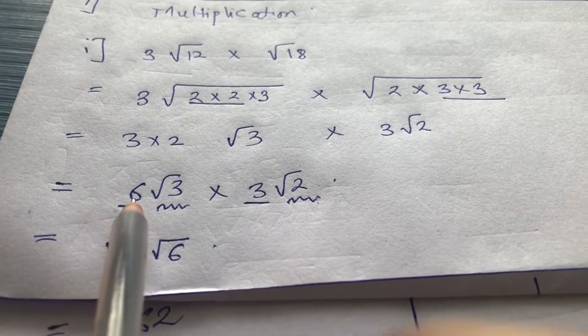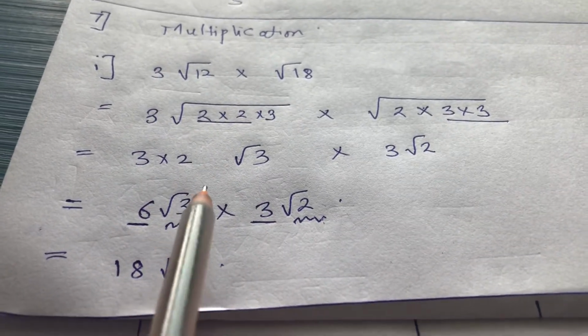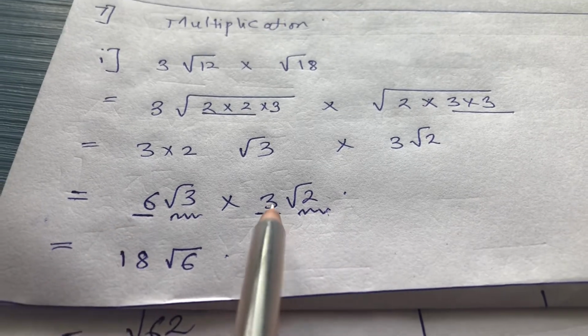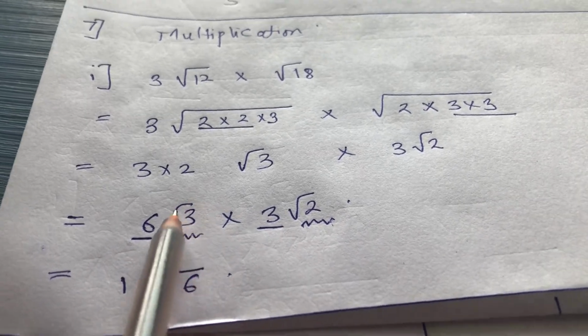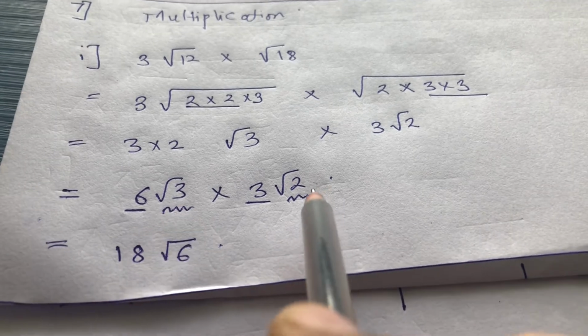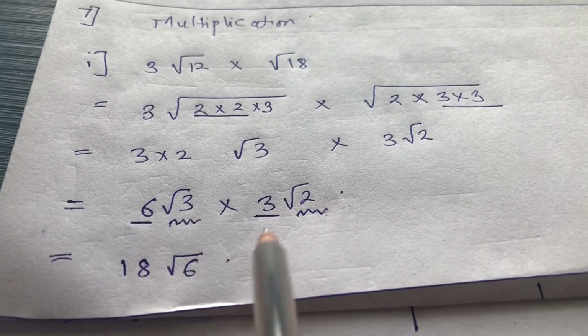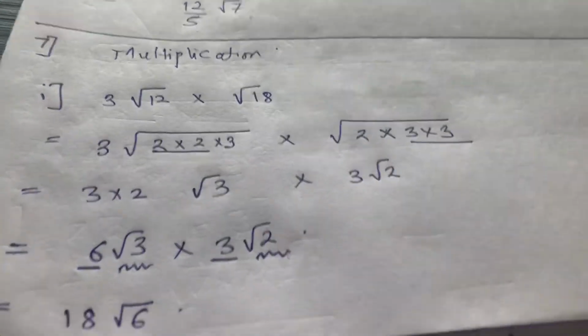Okay. Now we multiply the integers, the numbers 6 into 3, 18, and then the surds, root 3 into root 2. The order remains the same, 3 into 2, 6. Okay.